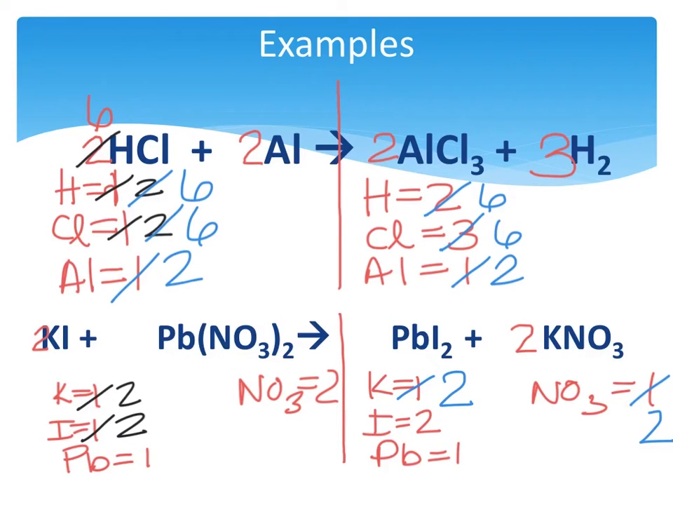2 potassium iodides plus 1 lead nitrate gives me 1 lead iodide, and 2 potassium nitrates.